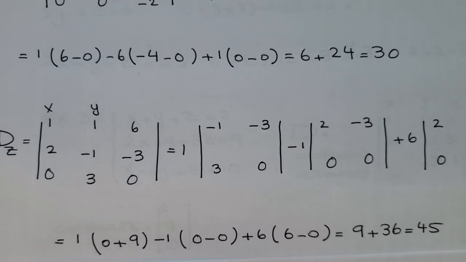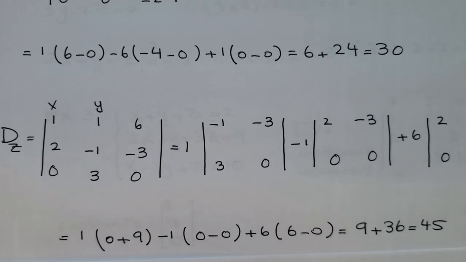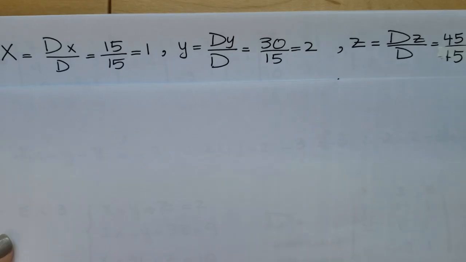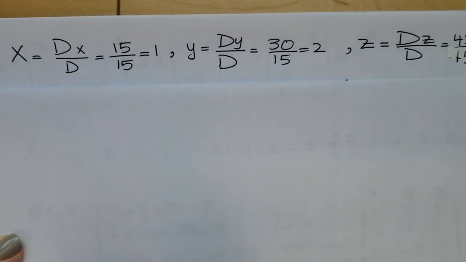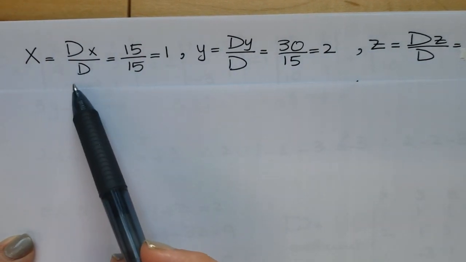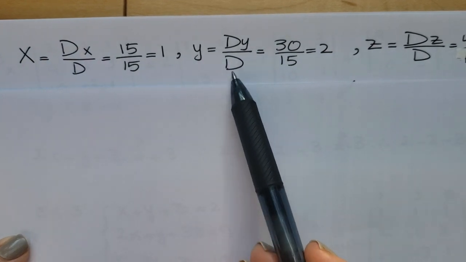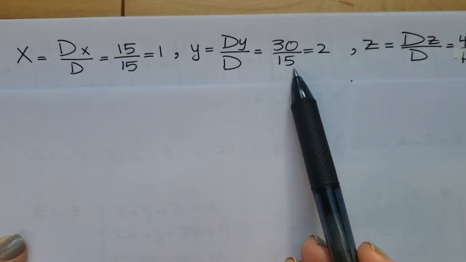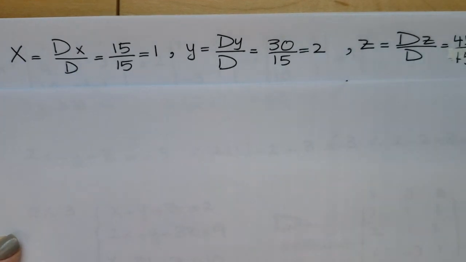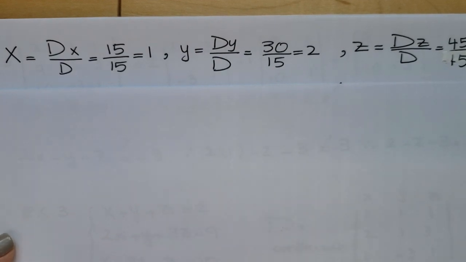You can pause this video at this point, try to do all the calculation on your own, and check your answer and see if you can get 45. Next step would be calculating the x, y, and z. So the x would be dx over d, which is 15 over 15 equals to 1. Y would be dy over d, which is 30 over 15, and it's 2. And z is 3.